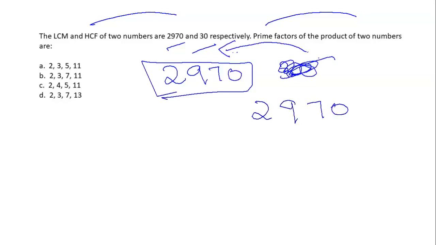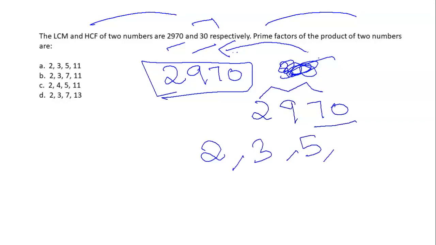The LCM and HCF of two numbers is 2970 and 30. The prime factors of the product of the two numbers are asked. So obviously the LCM is about 2970 only. So what are the prime factors? Is the number divisible by 2? Yes. Is it divisible by 3? Yes. By 5? Yes, we have a 0, so it is divisible by 5. So it should be 2, 3, 5, which means this option may not be the answer. We can eliminate this one, and this one also is not working out.